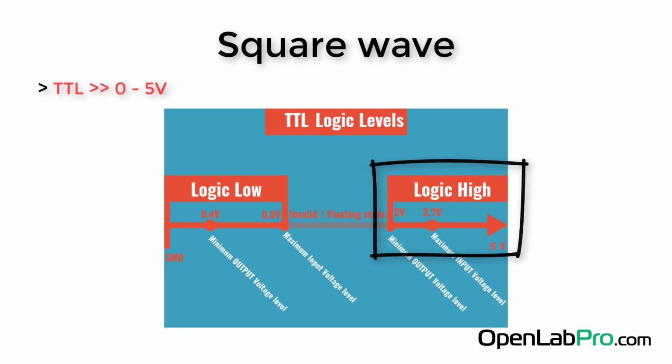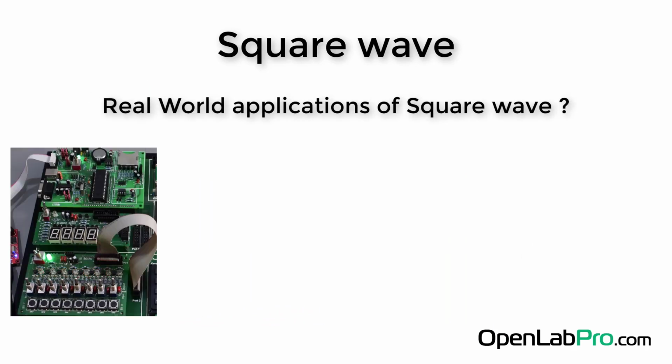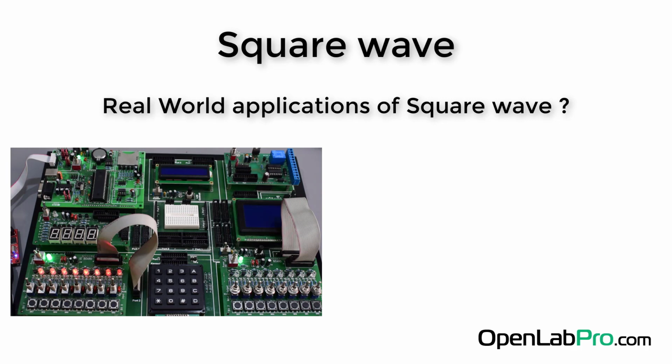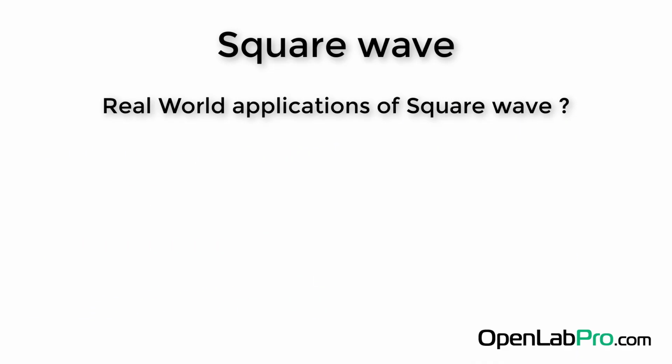Now you might have understood square waves theoretically. But do you know where we use these square waves in the real world? Do you know how we blink an LED in an electronic circuit? Do you know how we switch a relay in an electronic circuit? Yes, for these kinds of applications we use square waves.